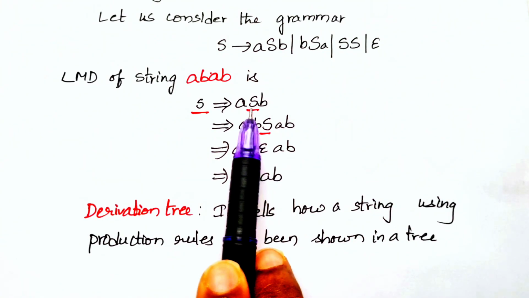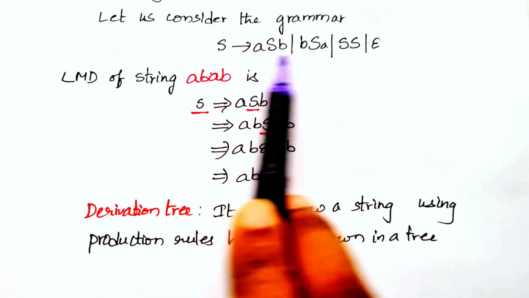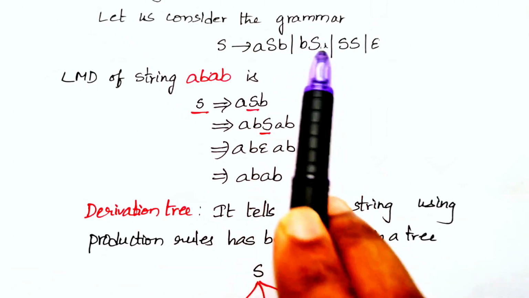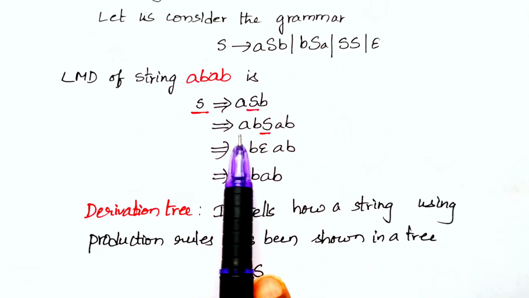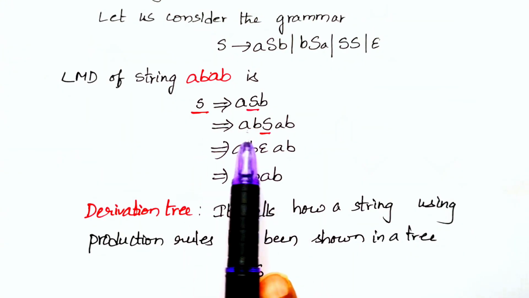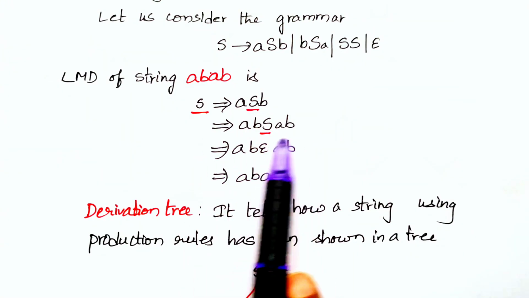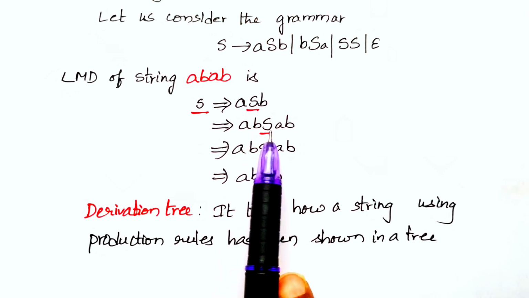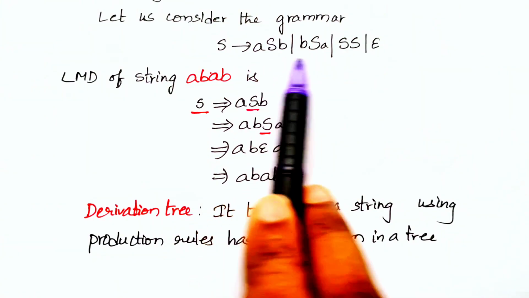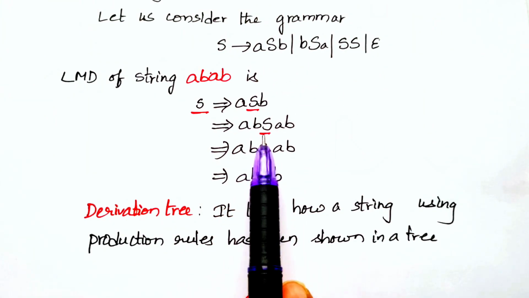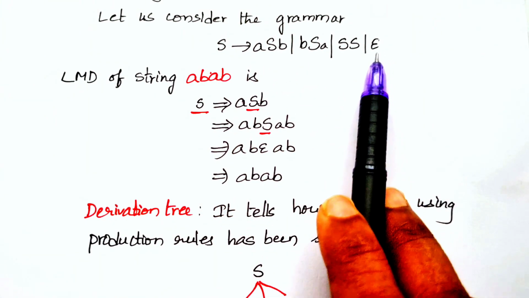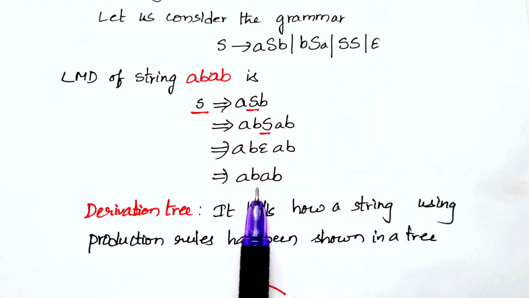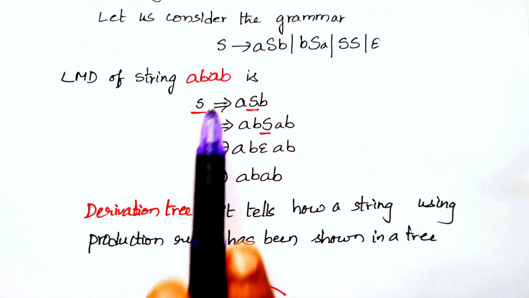I have replaced this S with BSA. S goes to BSA. I have replaced with the RHS of the production. Now, again in this step, when you consider from the left side, what is the first non-terminal you are encountering? See, this is the terminal. This is the first non-terminal. You can replace with any RHS of the production. I am replacing it with S goes to epsilon. It means it is replaced with epsilon to get ABAB. This is leftmost derivation for ABAB.